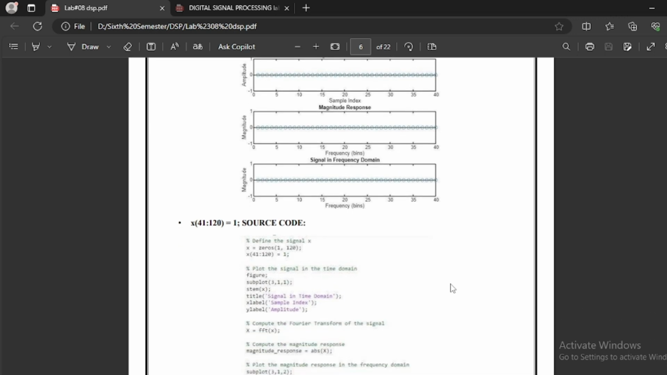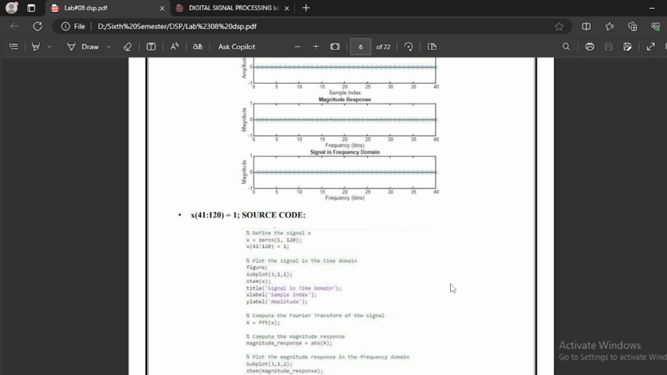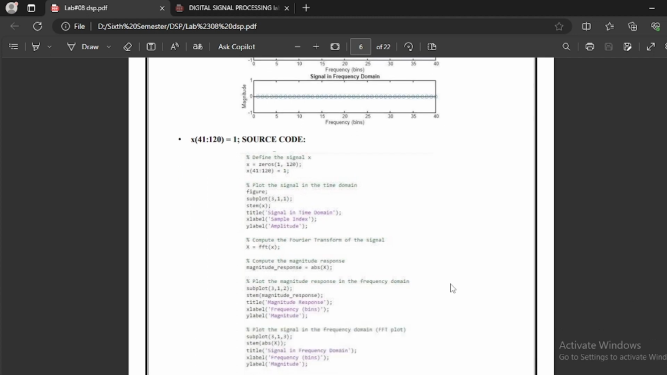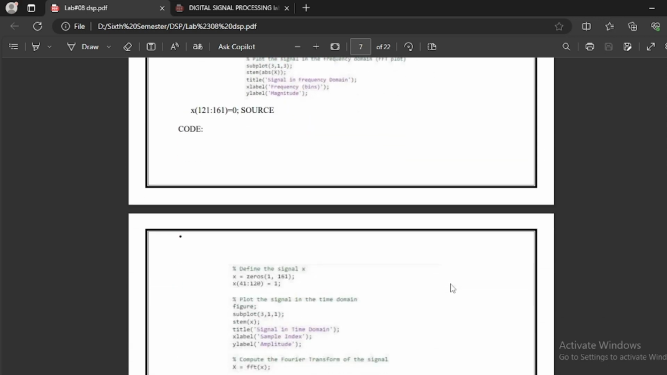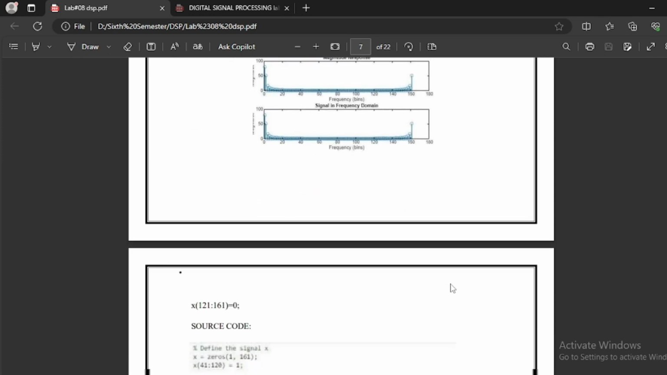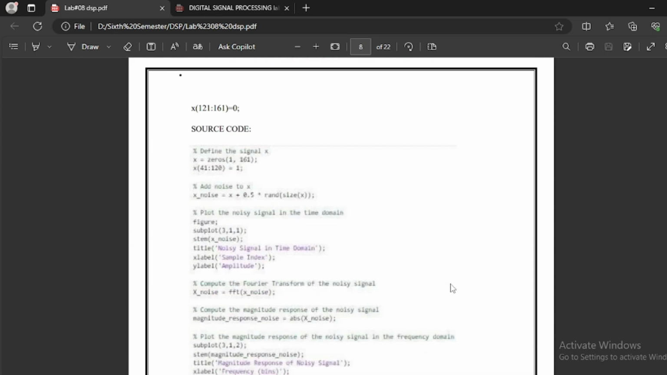Its part B is x is equal to x into 41 colon 120 is equal to 1. This is our source code. The code for all the tasks are the same. Here is the output of these two tasks. Then moving toward next.